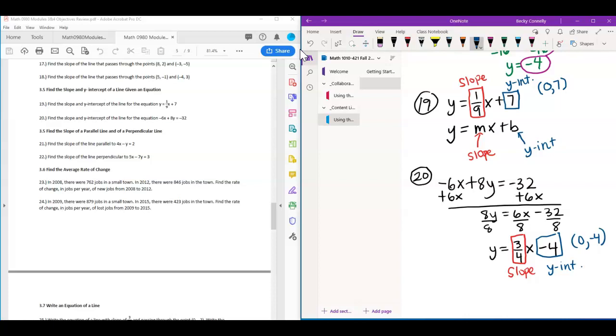Okay. Like I said, this one kind of shows up on tests more often, it seems like number 20, and so make sure you get that into that slope-intercept form first.